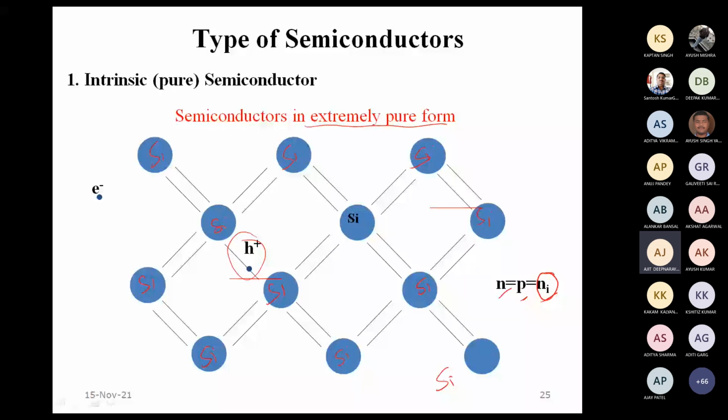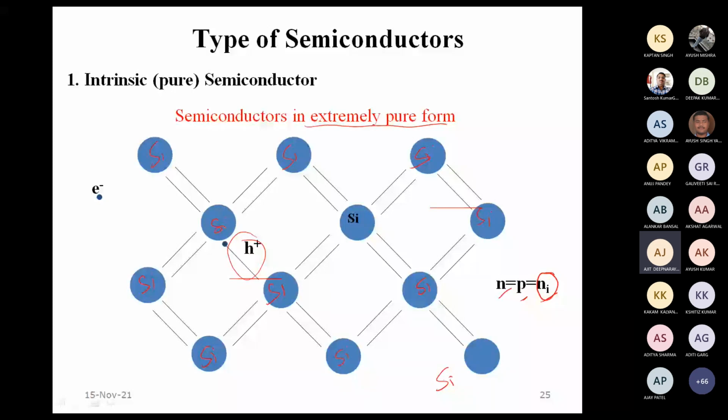Sir, is it called an intrinsic semiconductor when hole and electron pairs are there, or only electrons are there? Electron hole pairs may be there, may not be there. So we don't have any impurity. There is no other kind of element present in the semiconductor. Then we call this intrinsic, or pure.